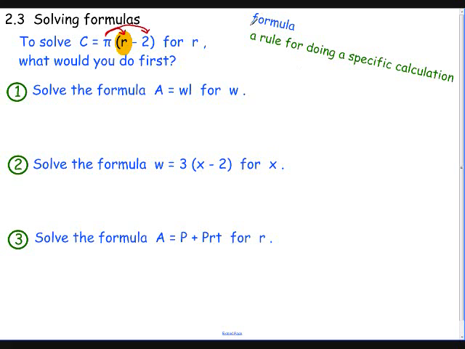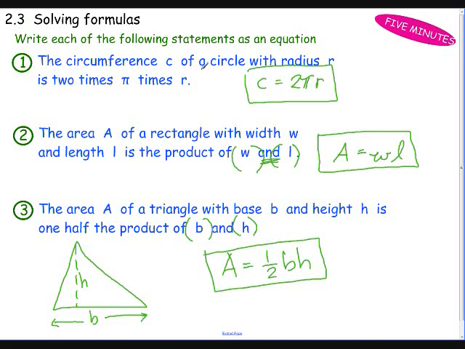Let's pause for a moment and think, what is a formula? It's a rule that we use for some specific calculation. If we want to know the circumference of a circle, this is the rule we use: multiply the radius times 2 pi. If we want to know the area of a rectangle, we multiply the width times the length. If we want to know the area of a triangle, you might think of the width times the length, but we call it now the base times the height, and we take half of it.